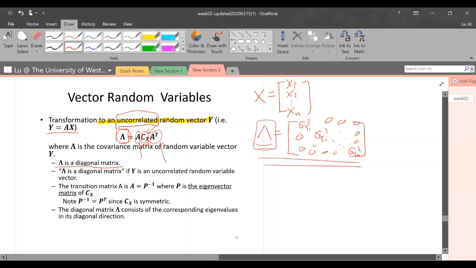So here, the transformation matrix A must equal the inverse of P, where P is the eigenvector matrix of the CX.